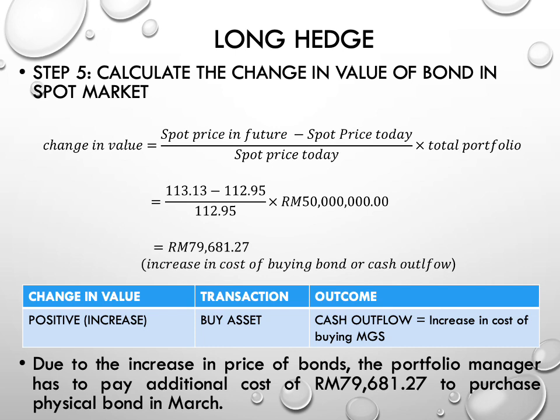That means at the time the investor buys the bond, the investor needs to pay extra 79,681 ringgit and 27 cents. So this is the cash outflow.